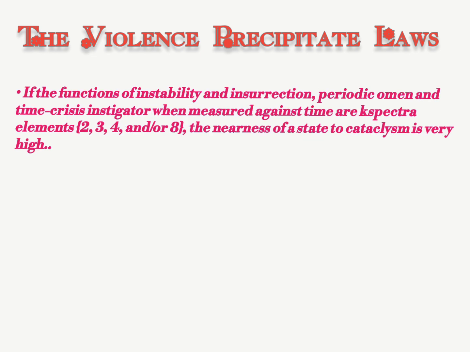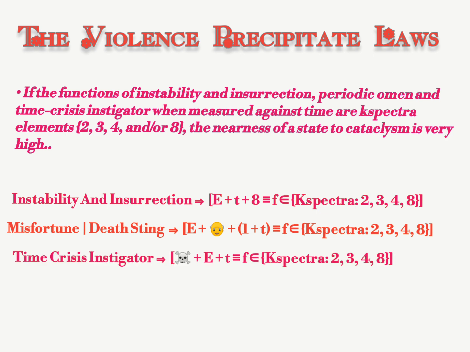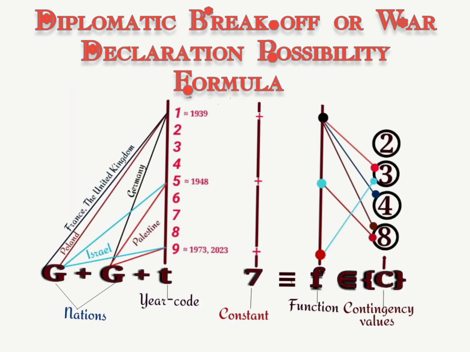If the functions of instability and insurrection, periodic, omen and time crisis instigator when measured against time are K-spectra elements, 2, 3, 4, and or 8, the nearness of a state to cataclysm is very high. Diplomatic break-off or war declaration possibility formula.